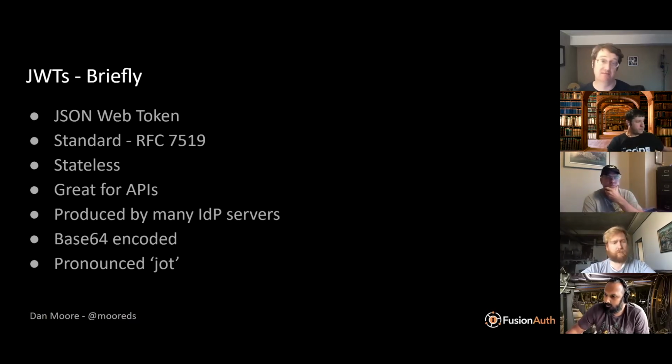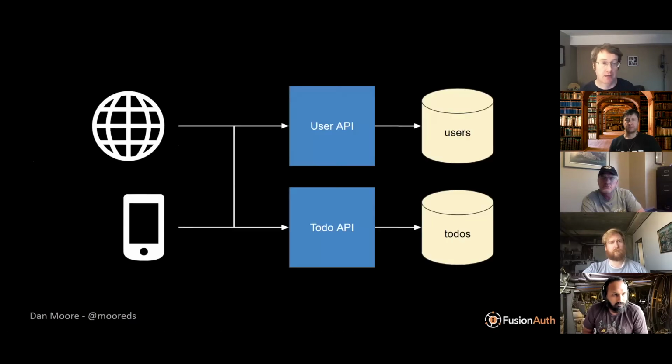They're produced by a lot of IDP or identity provider servers, and an important thing to realize about JWTs is that they're base64 encoded, so they look like gobbledygook, but it's really easy to turn them back into intelligible, person-readable strings. The reason they're base64 encoded is because you're passing them around a lot in HTTP headers or other places like that, and it's simpler if you don't have new lines or curly braces or anything like that.